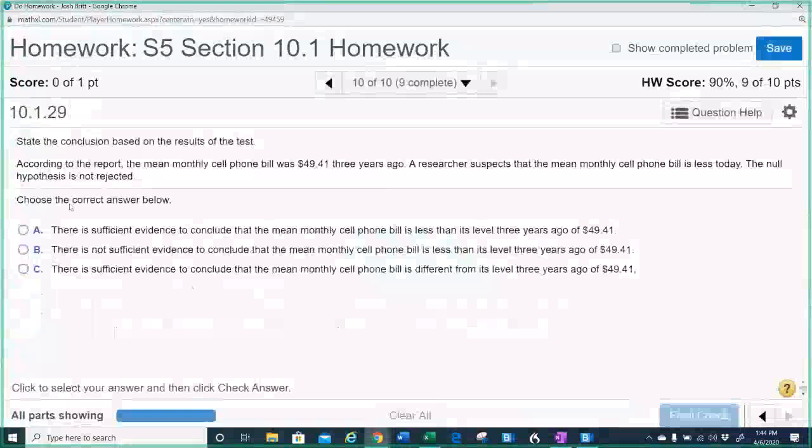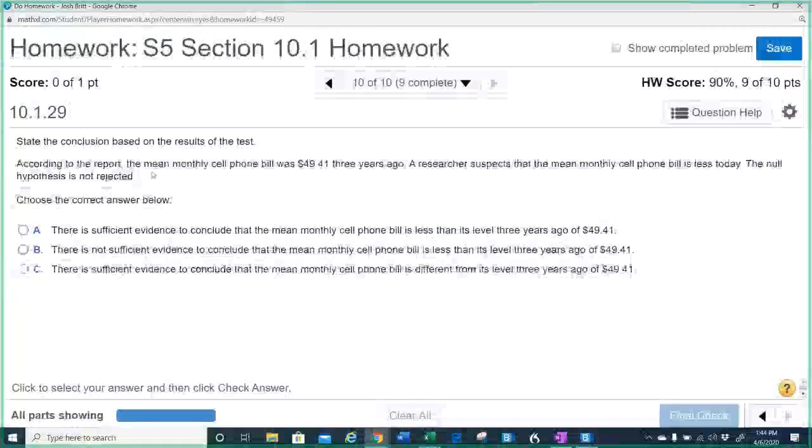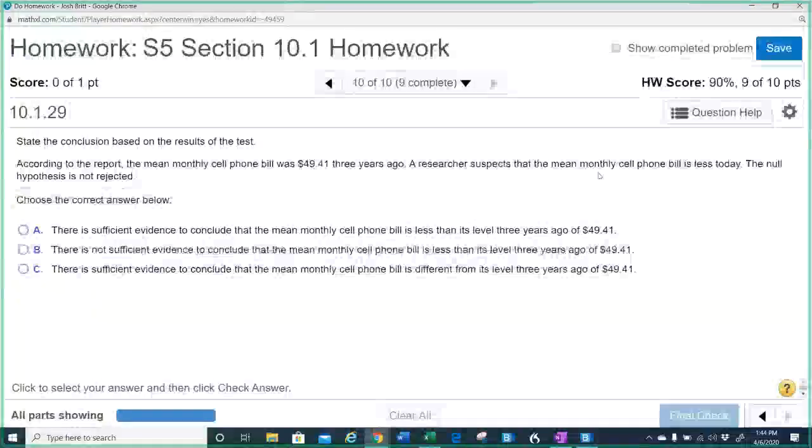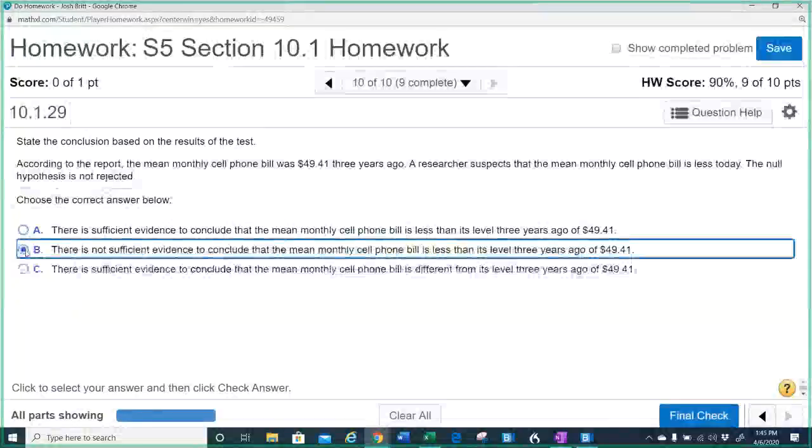Last one, state the conclusion based on the test, okay? So the mean cell phone bill is $49.41. A researcher suspects the mean is less than, so the null hypothesis is not rejected. So again, if you do not reject, you always say there is not sufficient evidence to claim that the cell phone bill is less. So there's only one that says not, and it does say less than. So that's the one we go with.